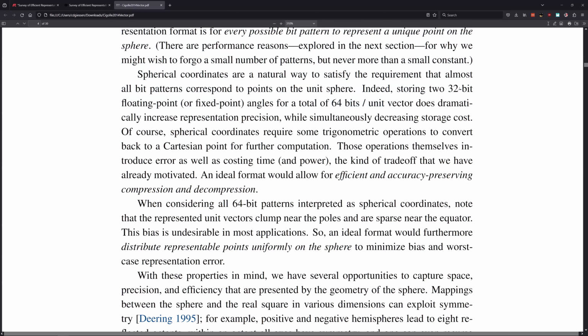So if we just use two 32-bit floating point or fixed point angles for a unit vector, we get 64 bits per vector, and we get even better precision because the bits are always going to be used for representing a unit vector. But because they require trig to convert back to Cartesian, they aren't free. They're also very expensive. Yeah, they are. And they also add some error whenever you do those computations.